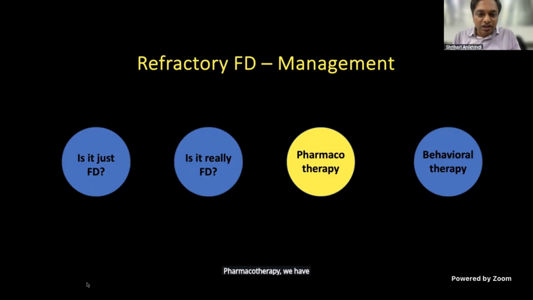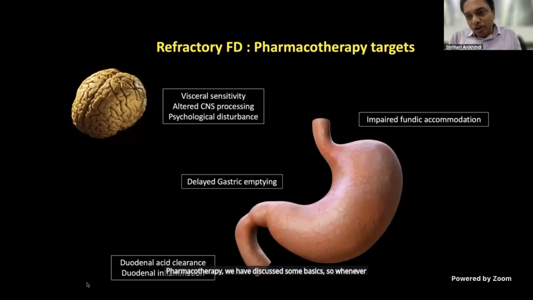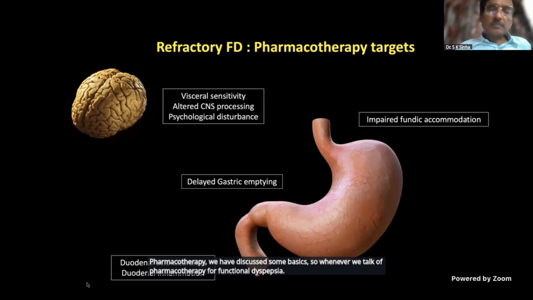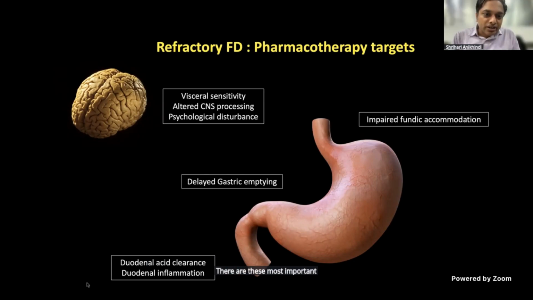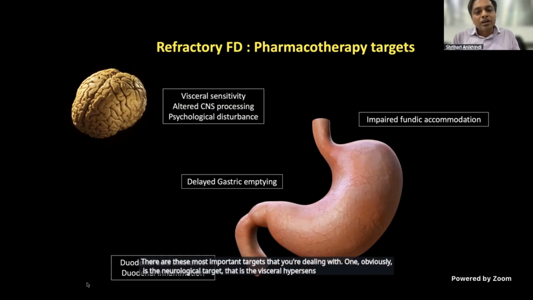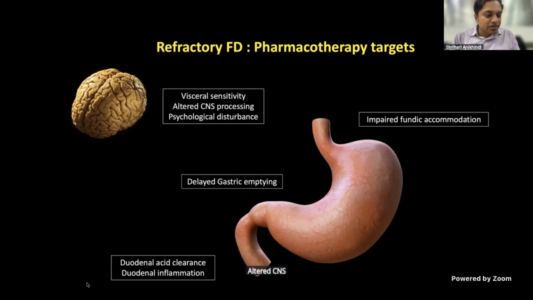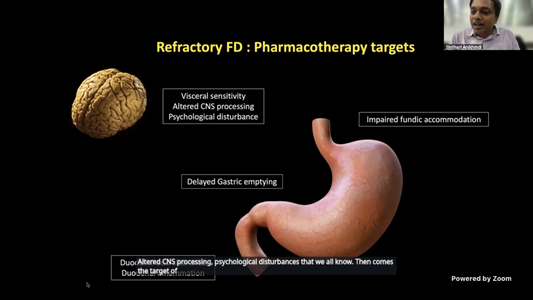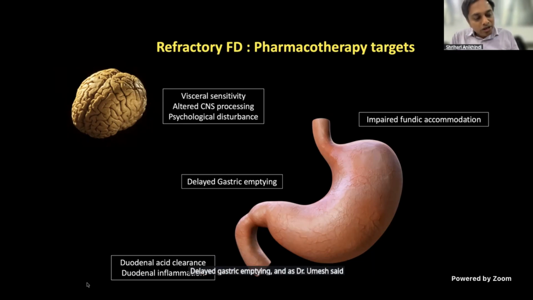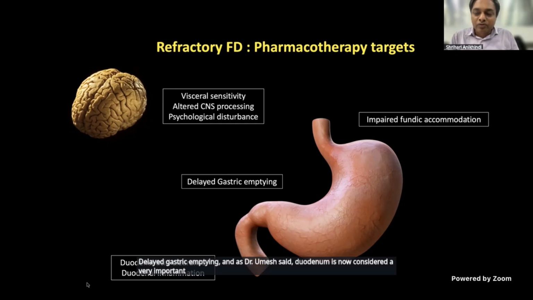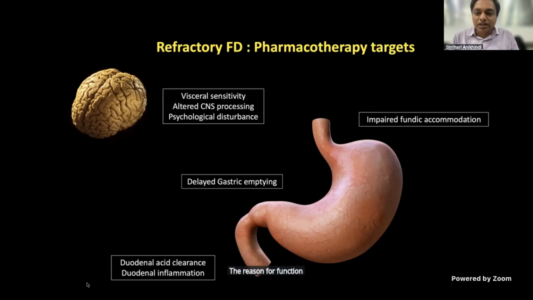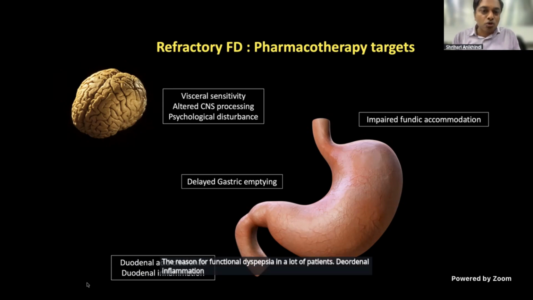Pharmacotherapy, we have discussed some basics. So whenever we talk of pharmacotherapy for functional dyspepsia, there are these most important targets that you're dealing with. One obviously is the neurological target, that is the visceral hypersensitivity, altered CNS processing, psychological disturbances that we all know. Then comes the target of impaired fundic accommodation, delayed gastric emptying, and as Dr. Umesh said, duodenum is now considered a very important target for patients with functional dyspepsia because it might actually be the reason for functional dyspepsia in a lot of patients. Duodenal inflammation is known to cause this.